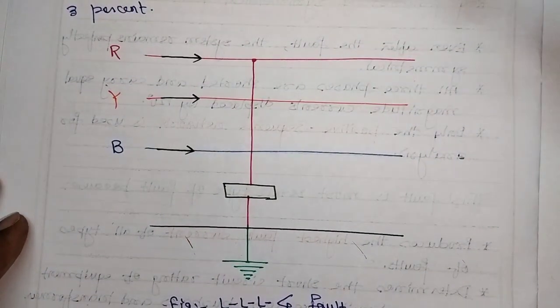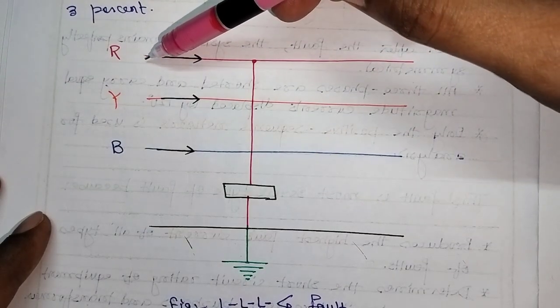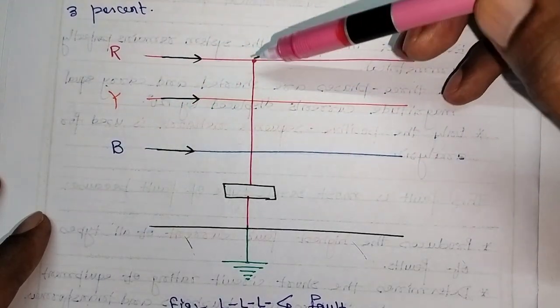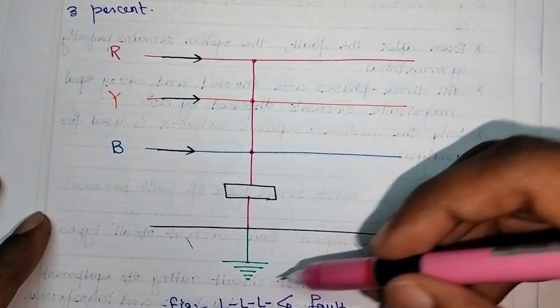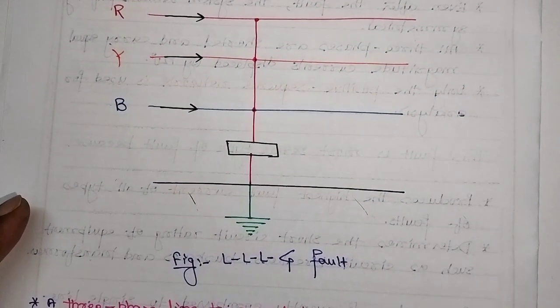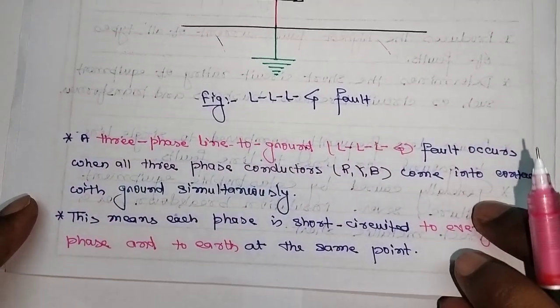So in the diagram we can see here we have the three conductors R, Y and B. When they are shorted and grounded also, such type of fault is called the line to line ground fault.